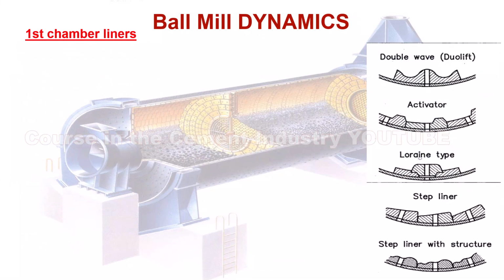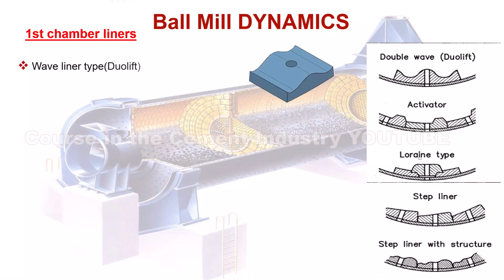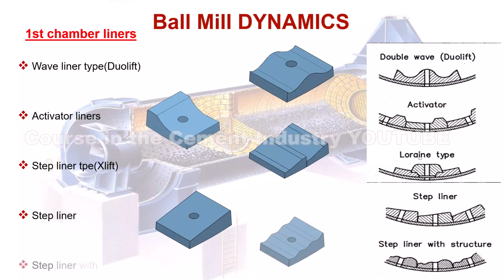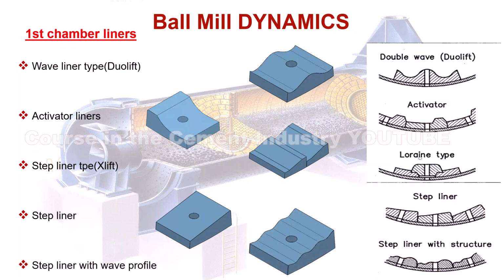Many different types of first chamber liners in ball mills. 1. Wave liner type, duo lift. 2. Activator liners. 3. Step liner type, X lift. 4. Step liner. 5. Step liner, with wave profile.